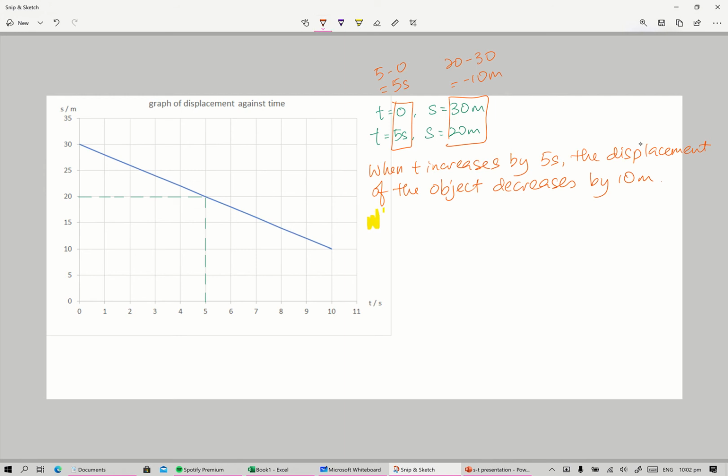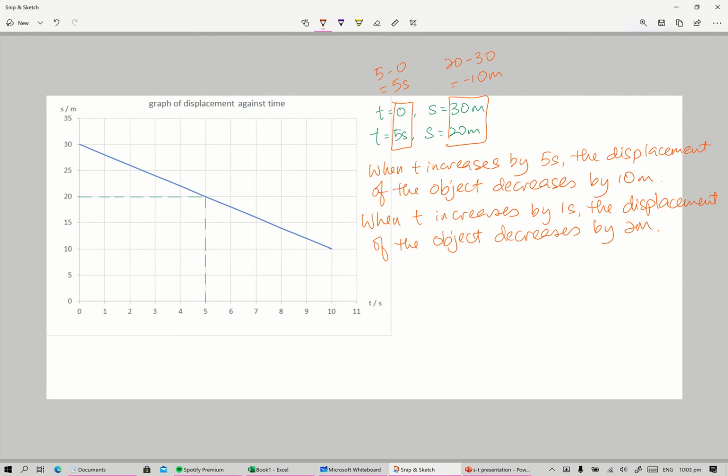Therefore, when t increases by 1 second, the displacement of the object decreases by 2 meters. Right? Decreases by 2 meters.